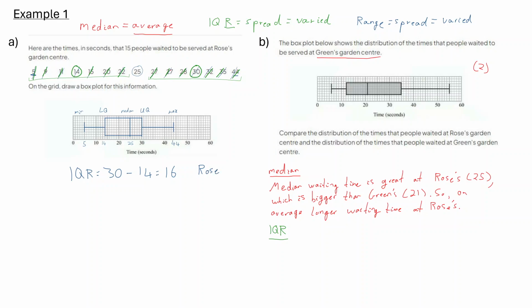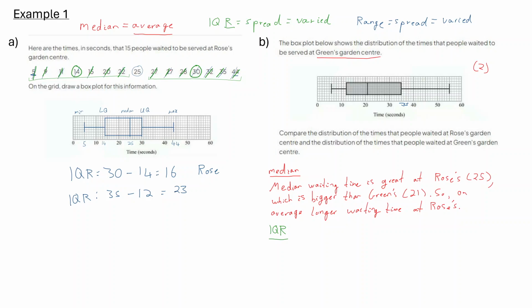Centre. And then let's look at the interquartile range for the Greens. Well, the upper quartile here I can see is 35, it looks like, 35. So 35 is your upper quartile, take away your lower quartile, which is this one here, which looks like it's 11, 12. So 35 take away 12 is equal to 23.